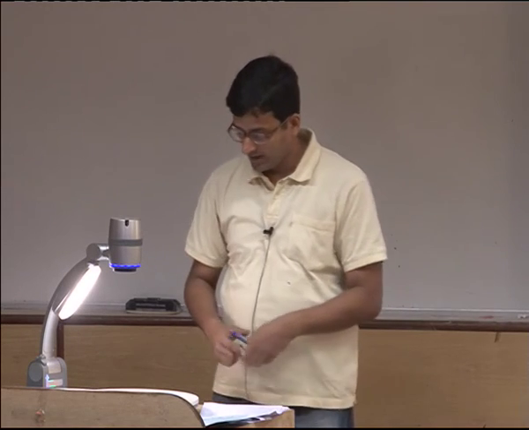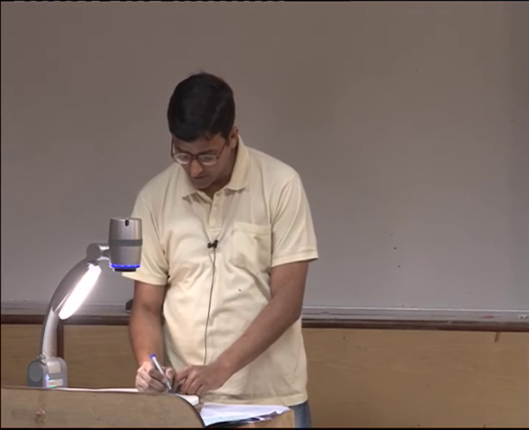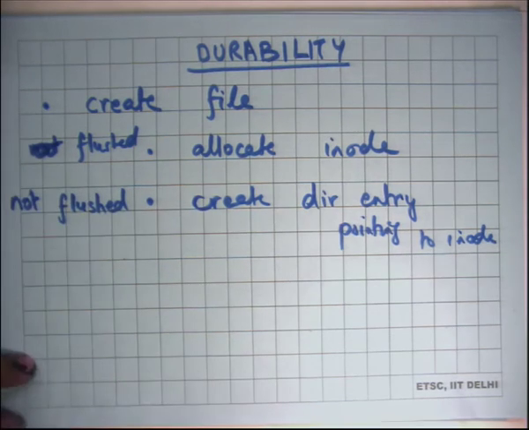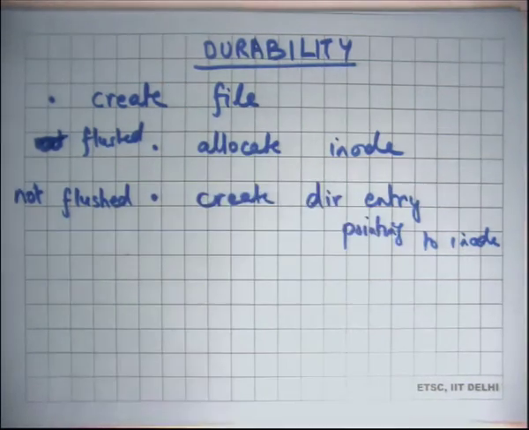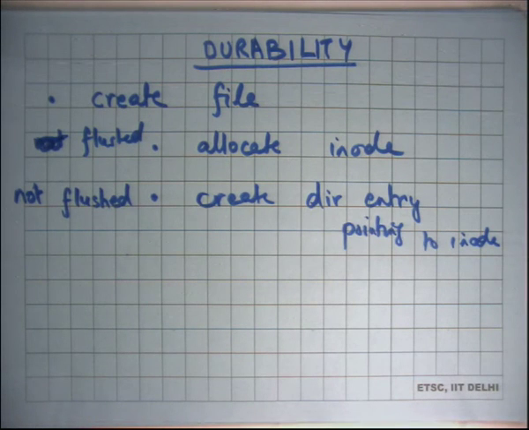Right. Let's see if the other thing happens. Let's say this gets flushed and this doesn't get flushed. So either of these things can happen. So let's say I have allocated an inode, all right, but I have not yet created an entry for it in the directory, and the power goes down. Power comes back again. What's the inconsistency in my system? The inconsistency is that I have some inode that's not free, that's allocated, yet I have nobody pointing to it.